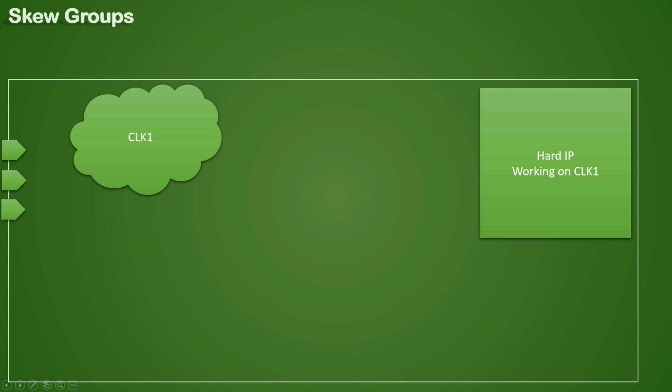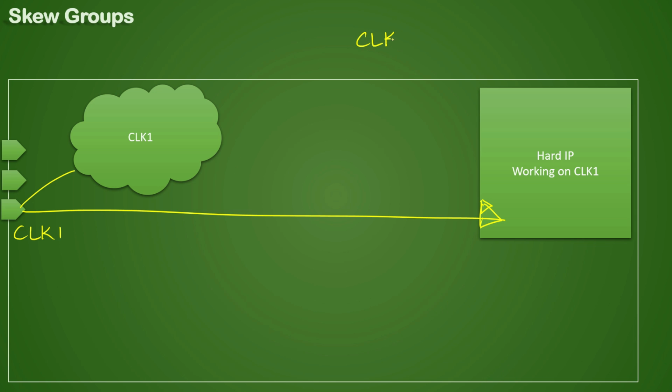Now you can see that there will be a clock pin for this macro, and let's say this is your CLK1 port. You can see that this is very far, this is very far, and this is very near. Now in order to balance the latency, when we created the clock group CLK1, the tool will try to balance the latencies against each other. So it will consider this hard IP as a part of the CLK1 group.